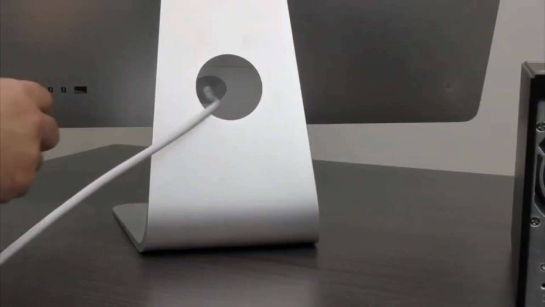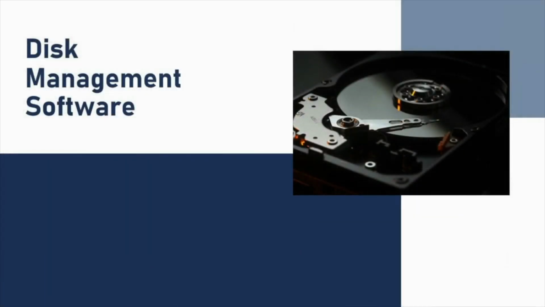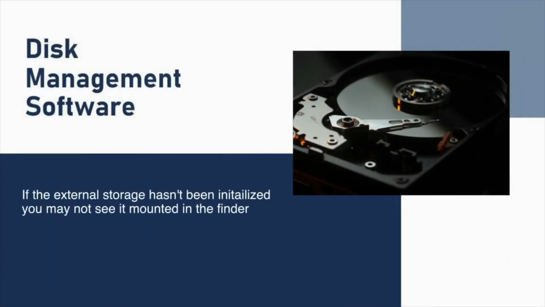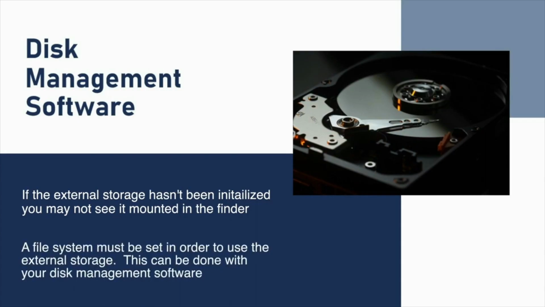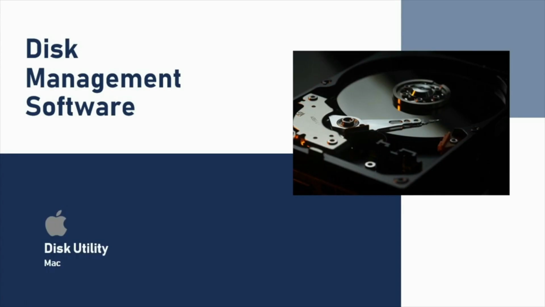Once the computer recognizes the attached storage, it may say something like, "The disk isn't readable by the computer," and give you an option to initialize it, or you may not see the external device recognized at all. This could be because the file system for the storage still hasn't been set. Now, you will use the disk management software on your computer, which would be Disk Utility on macOS, Disk Management on Windows, or Disks on Linux Ubuntu.